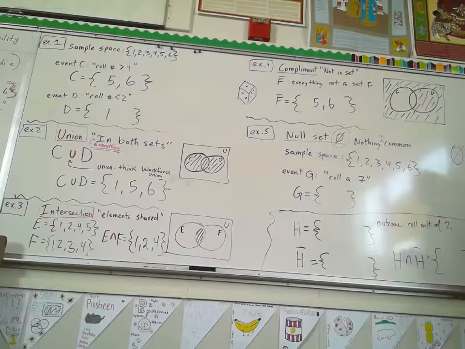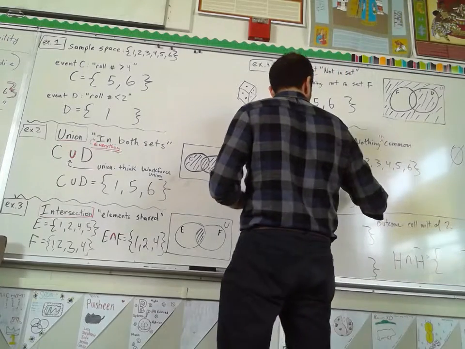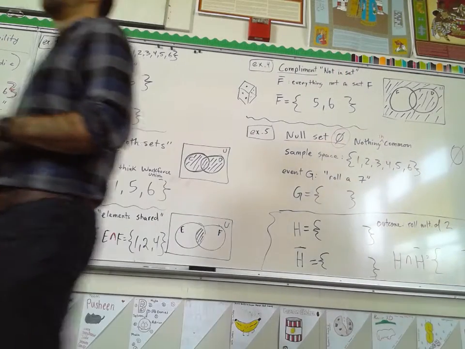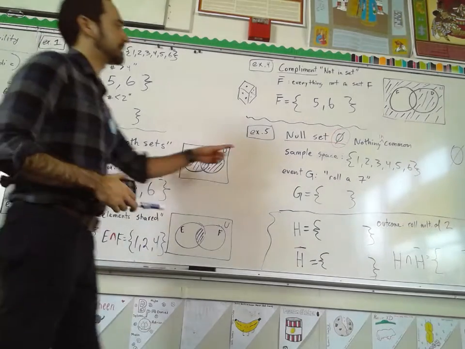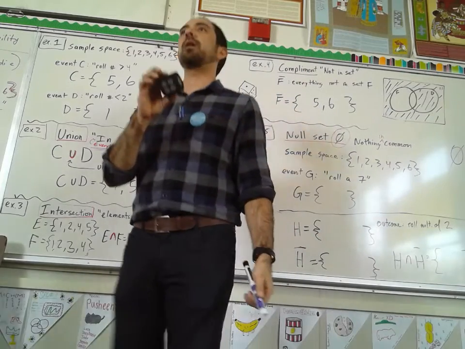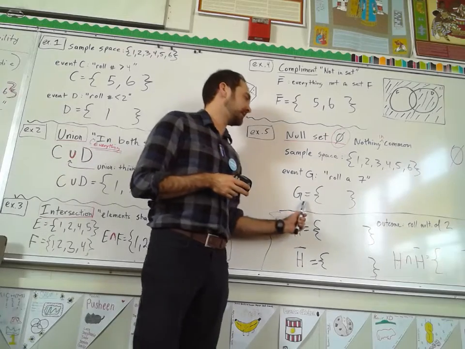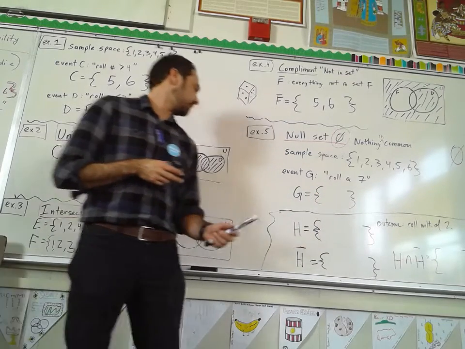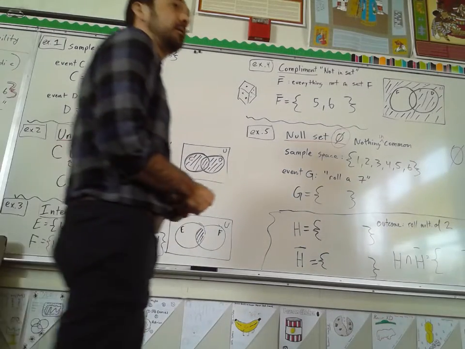Okay. So I look at my event G here. Event G is roll a 7. We're still using this sample space, which is given. Sample space is 1 through 6, so we're talking about a die. What elements go in set G, which is roll a 7? What goes in there? Nothing. So instead of leaving it nothing, it's a null set. So what should I put?